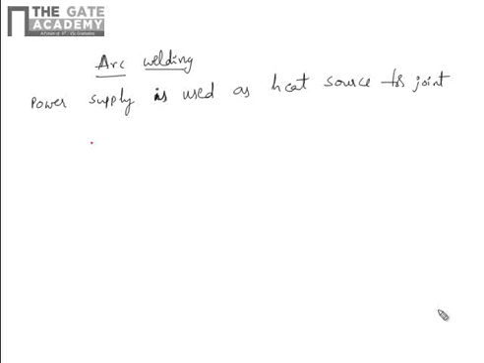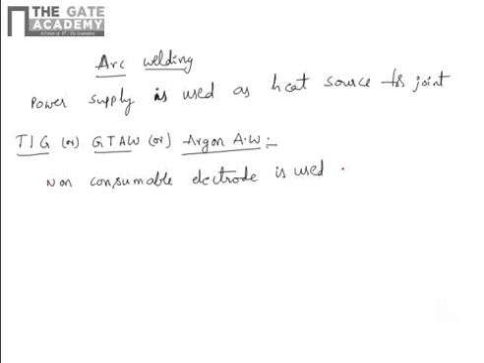There are different types of arc welding. First one is TIG or tungsten arc welding. TIG means tungsten inert gas welding, or gas tungsten arc welding, or argon arc welding. So different names. Here a non-consumable electrode is used. So it is like a simple layout.